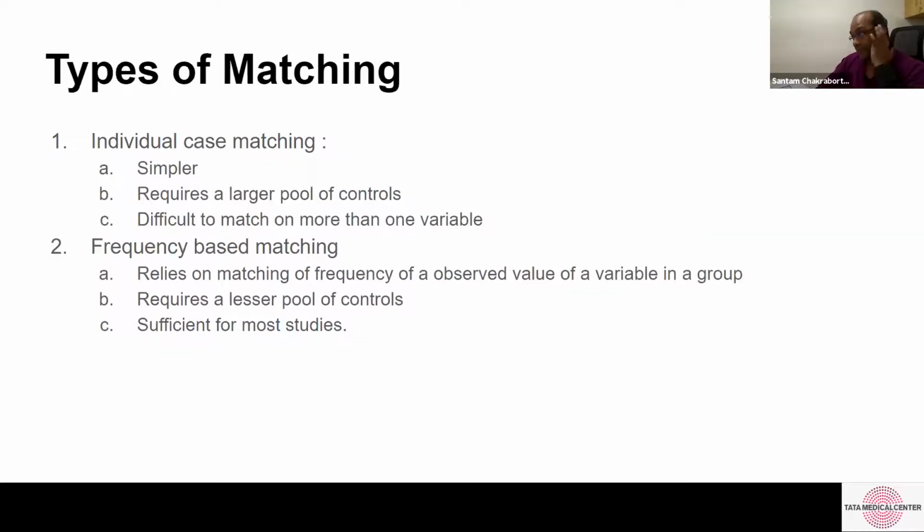So in case of frequency-based matching, you do not match an individual case to an individual control. You basically match the control group such that the age distribution, for example, is similar in both the case and the control.